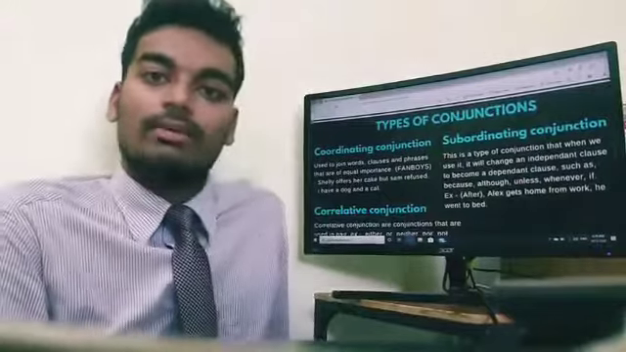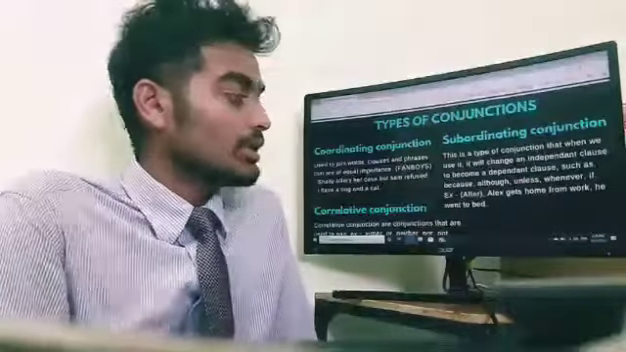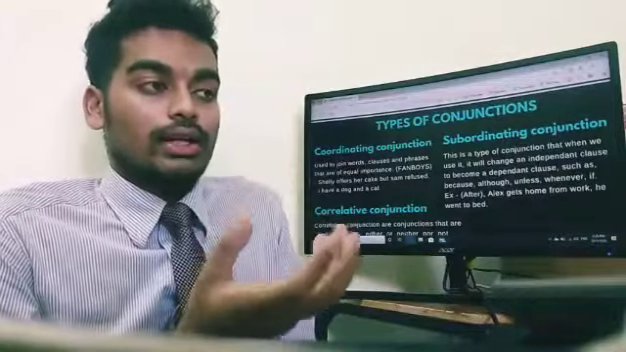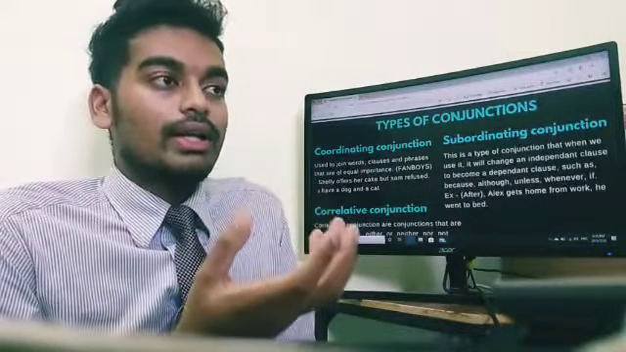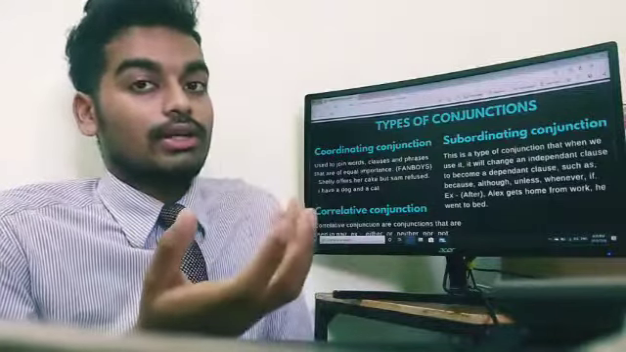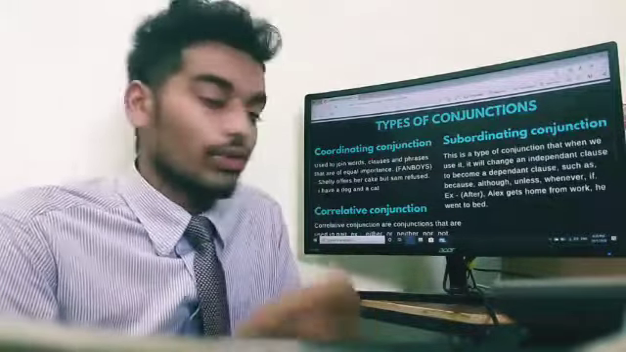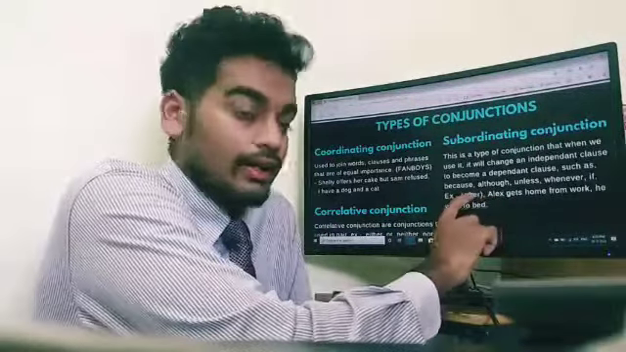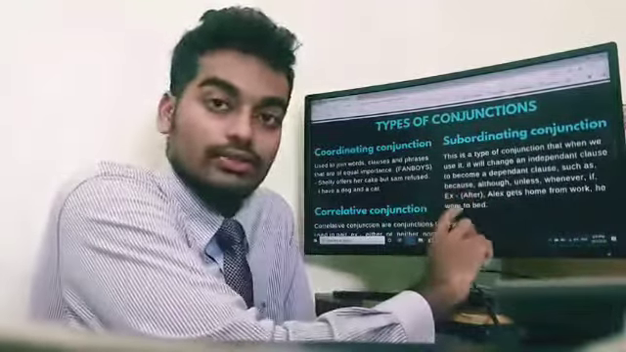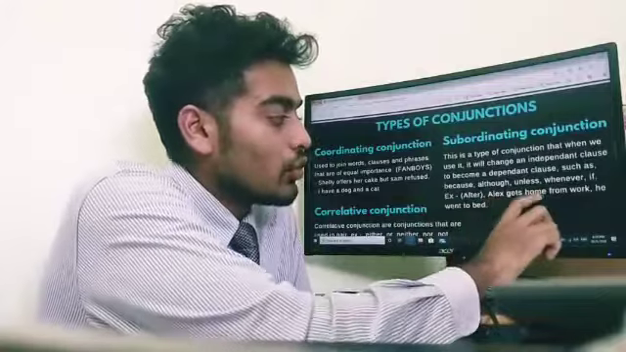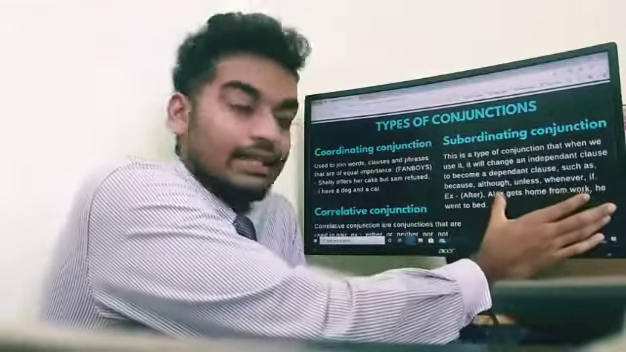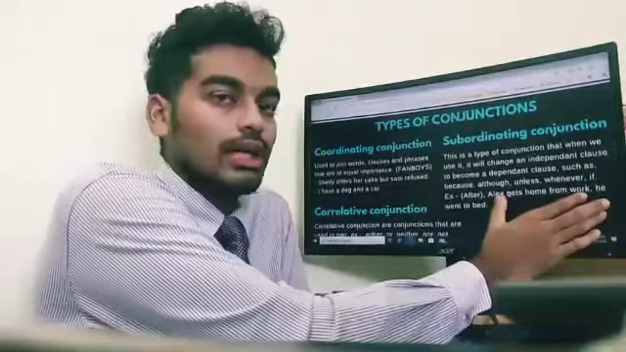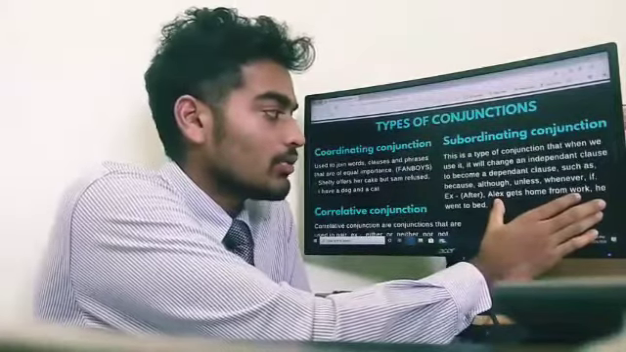Now it's subordinating conjunction. Well, what is meant by subordinating conjunction? Subordinating conjunction is a conjunction that, when we use it, an independent clause can become a dependent clause. Okay, let's see an example for you to easily understand that. Well, disregard the conjunction first of all. Alex gets home from work. Just take this clause. It is an independent clause because you can get a meaning from that. Alex gets home from work.